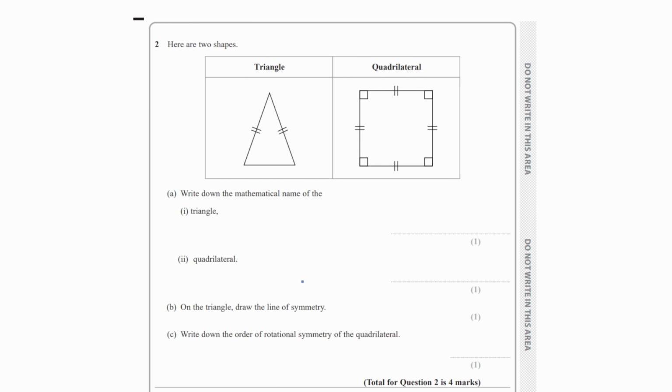Okay, next question. So here are two shapes. We've got a triangle and a quadrilateral. Write down the mathematical name of the triangle. Well, both these sides are the same, so that is an isosceles triangle. The quadrilateral, all the sides are the same as well, so it's a square. So on the triangle, draw a line of symmetry. So you want to draw a line down the middle of the triangle like that.